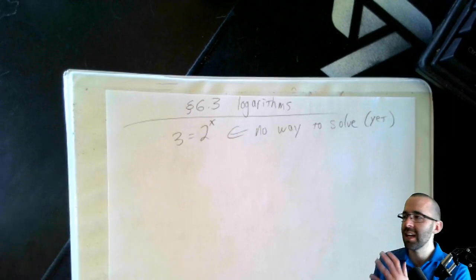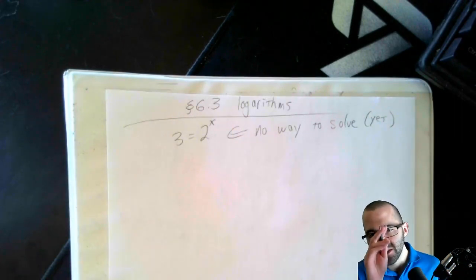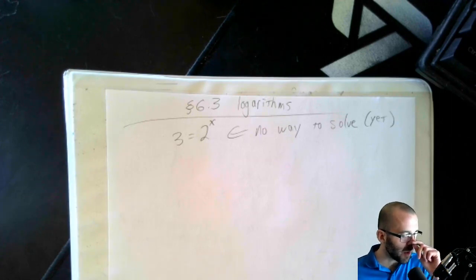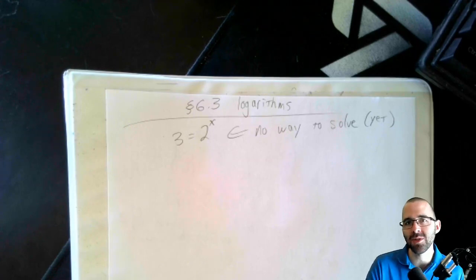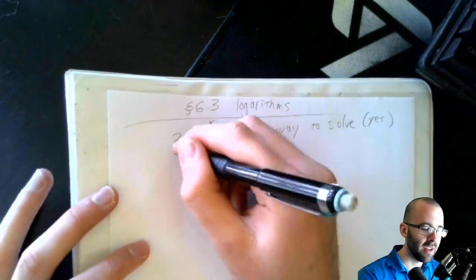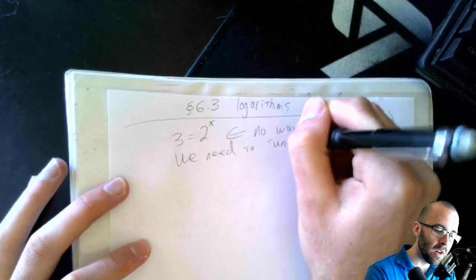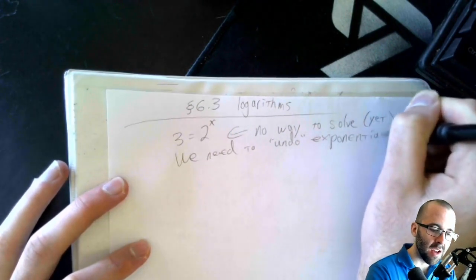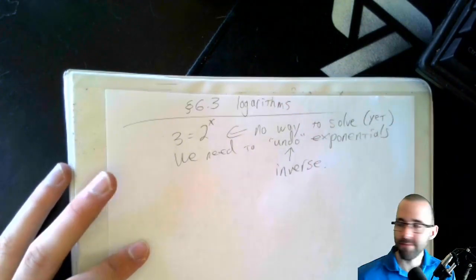Because to undo multiplication, we divide. To undo addition, we subtract. To undo squares, we square root. But we're missing an inverse function. We have no inverse function for exponentials. So we need an inverse. We need to undo exponentials. And we talked about what that word means. That word means inverse.